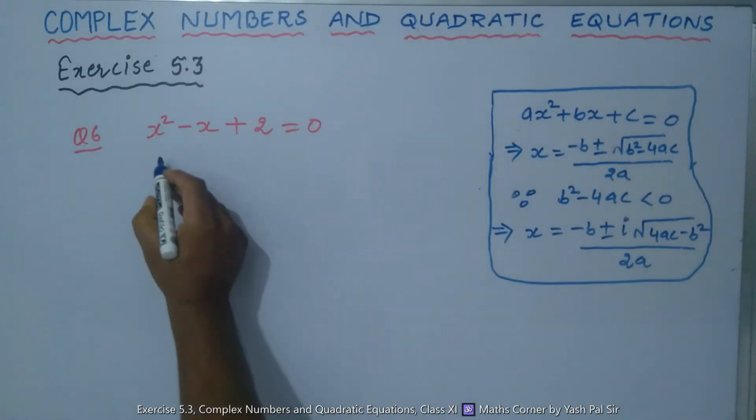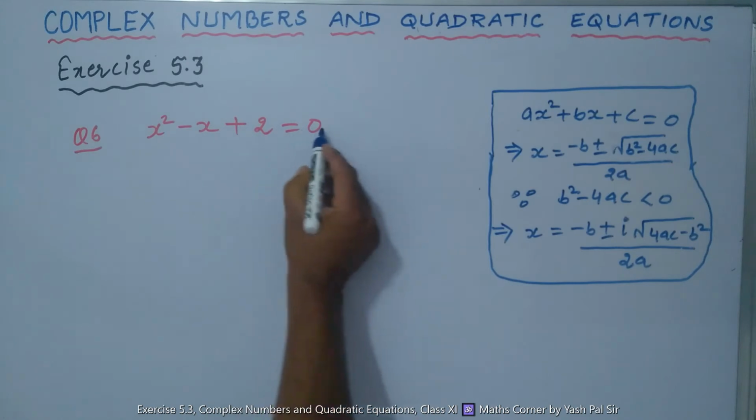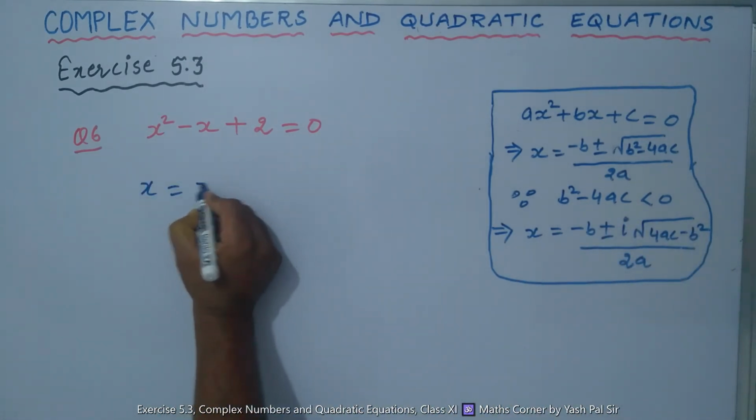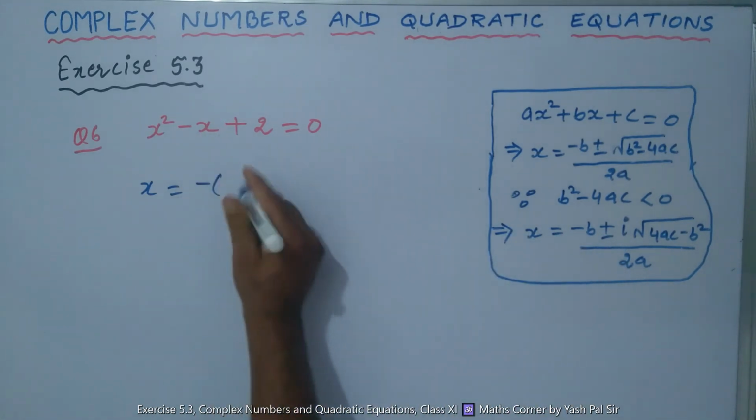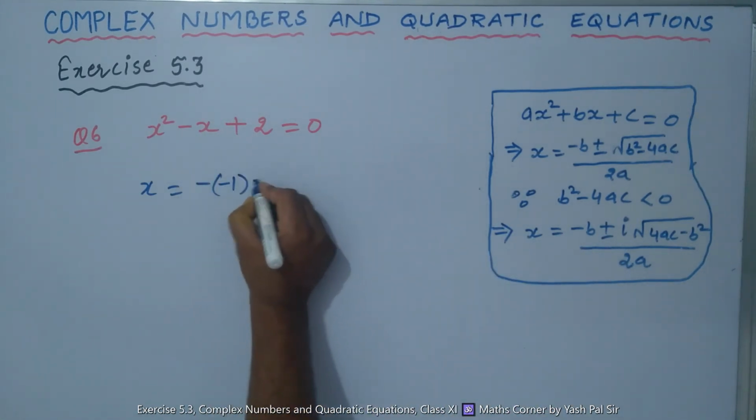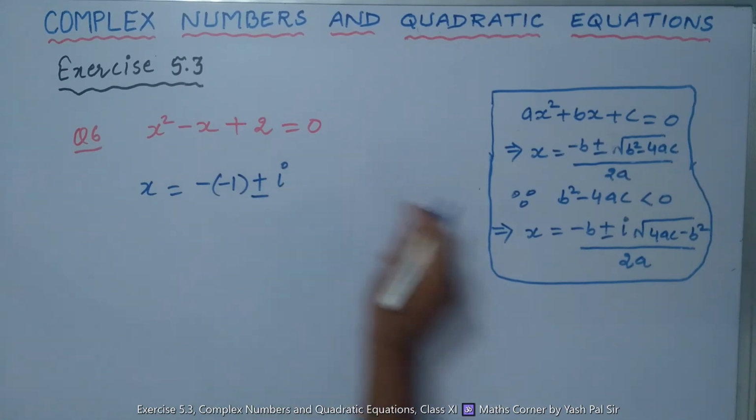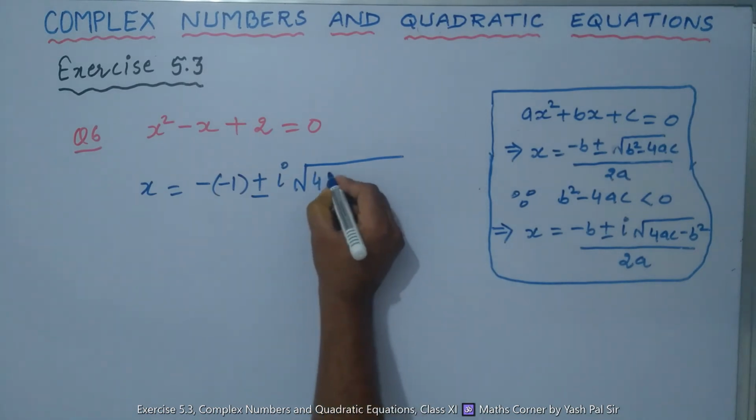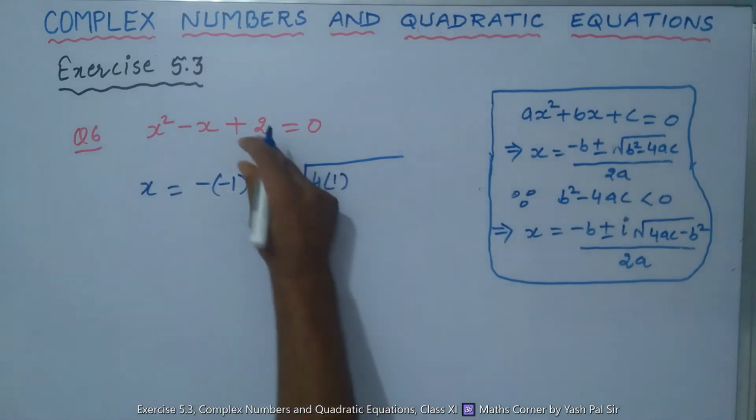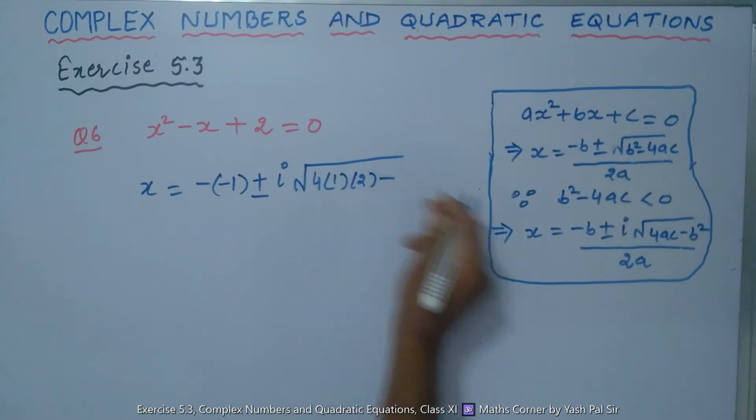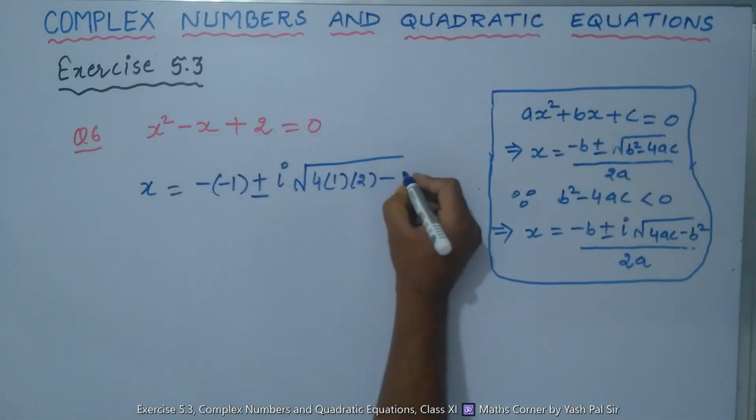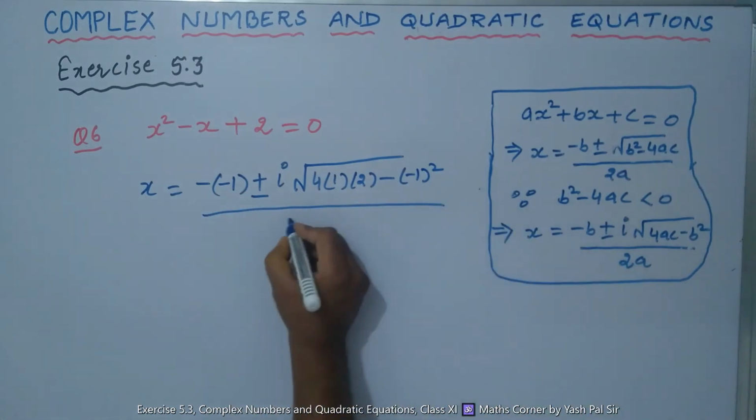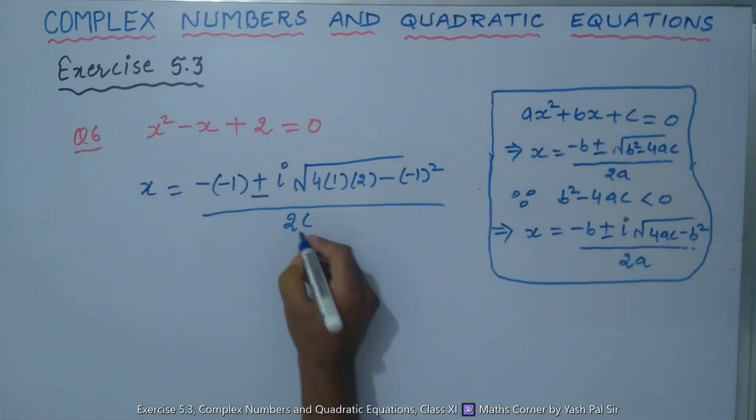Question number 6 is x square minus x plus 2 equal to 0. So according to this, x is equal to minus b. B is again minus 1, plus minus iota square root of 4ac, 4 into a is 1, c is 2, minus b square. B is minus 1, its whole square, upon 2a, 2 into a is 1.